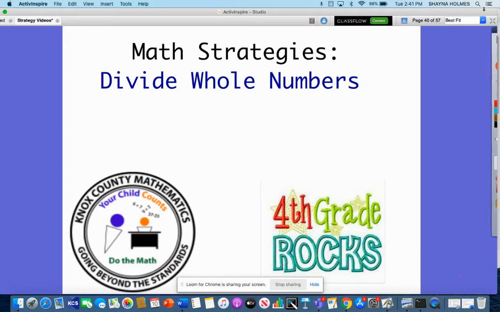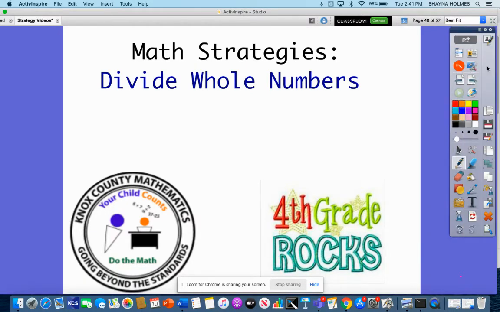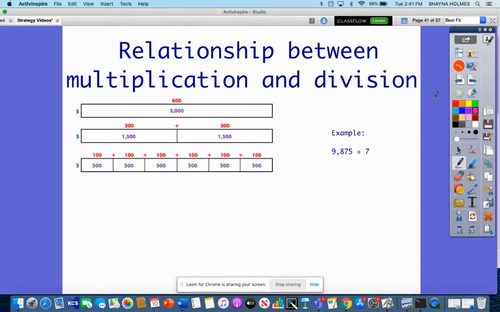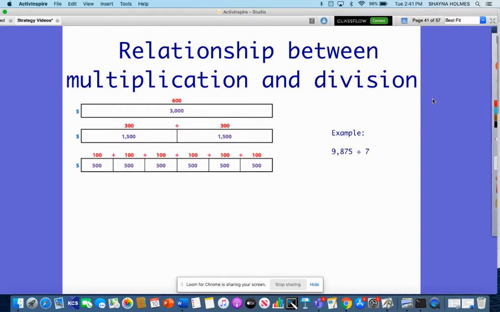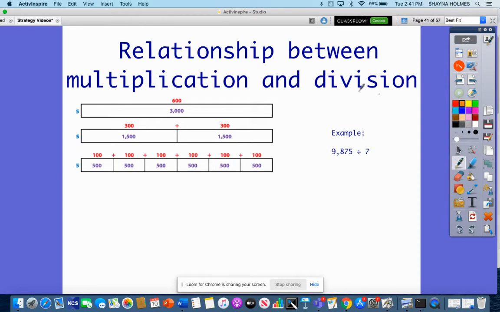Today's math strategy video is on dividing whole numbers. So the specific strategy we're going to look at today is the relationship between multiplication and division. If you notice right here, we have a couple of examples.